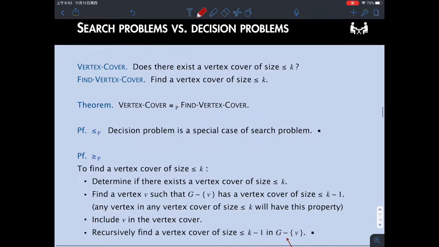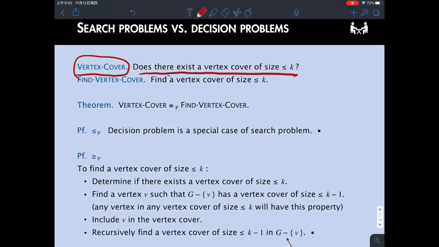So this is what we need to establish, right? Now this is the first part of the slides. The vertex cover problem basically just asks you to answer a question in a binary manner, and the search problem, which we call the find vertex cover problem, asks you to find a vertex cover of size less than or equal to k, right? So now we have the first theorem: these two reduce to each other.